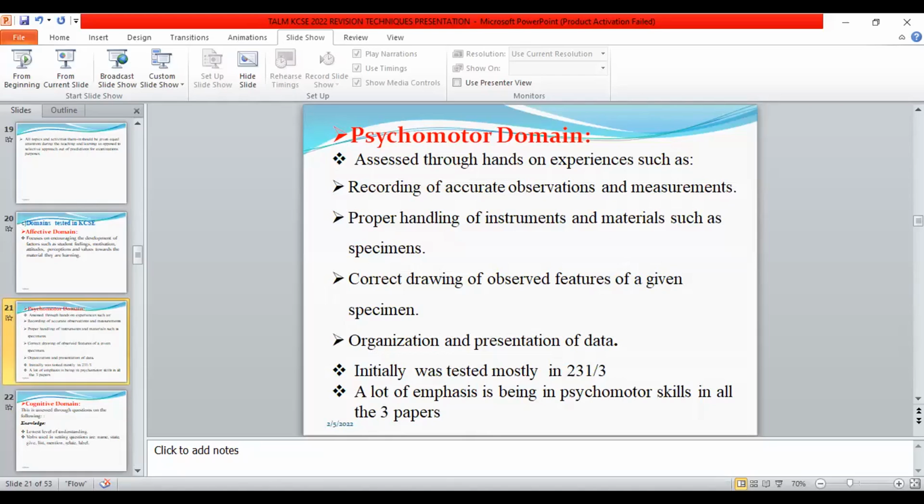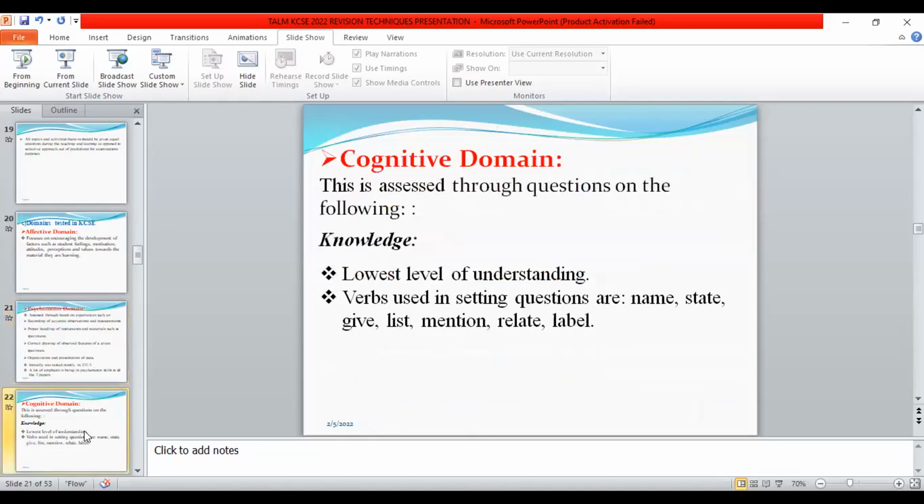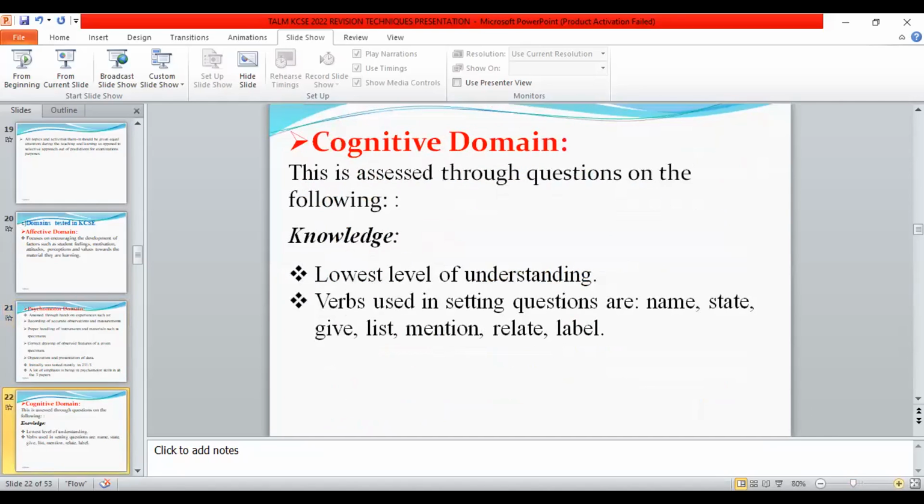I now want us to look at the last domain, that is the cognitive domain. And this is an area where a lot of change has been made. So allow me first of all to take you through the main areas that are assessed in the cognitive domain. The cognitive domain normally assesses the learners on how much biology these students understand. This is normally assessed in 6 levels.